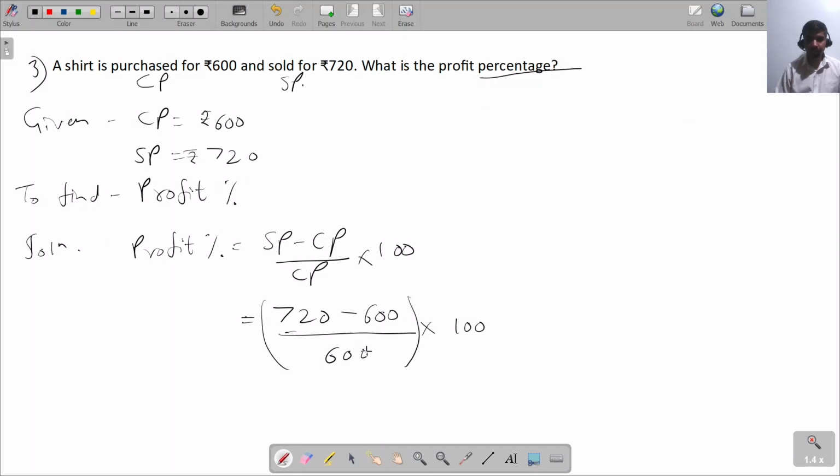Put this in bracket. Cancel, cancel. 720 minus 600 will be 120. 120 by 6. So you have got 20%. The profit percent is 20. So if you are buying a shirt for rupees 600 and selling it for rupees 720, you'll have a 20% profit. That's good. Let's go further.